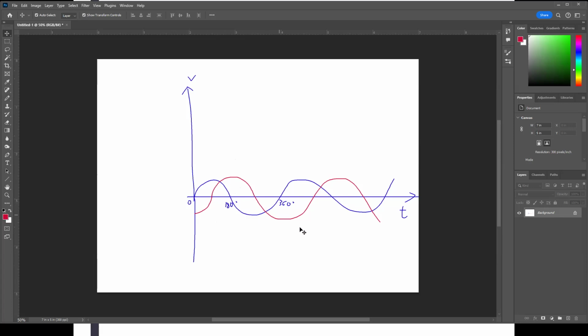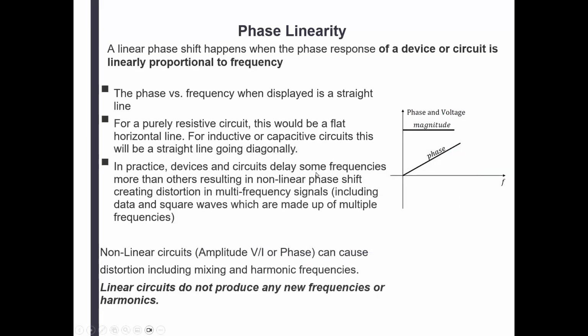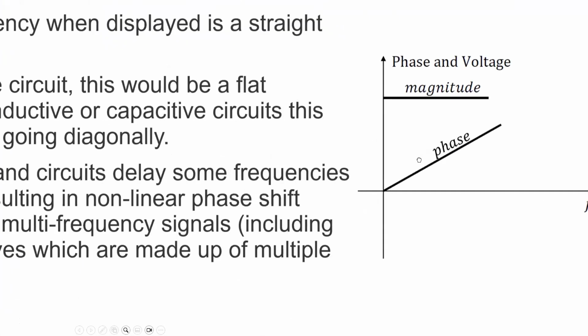Phase shift is a quite significant phenomenon and cannot be ignored. We'll talk about that more. All right. So the phase shift, okay, linear phase shift can happen. Linear phase shift versus nonlinear phase shift. Now we're getting a little bit tangled up in our thoughts here. Let's see here. A linear phase shift happens when the phase response of a device or a circuit is linearly proportional to the frequency. So here is a bit of a graph.